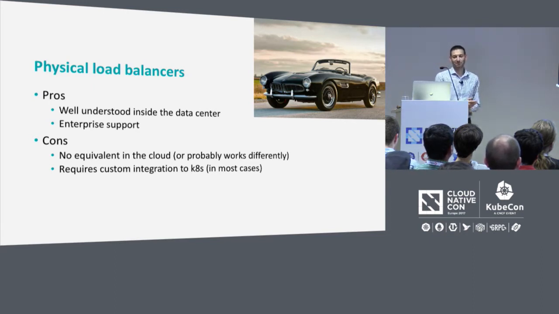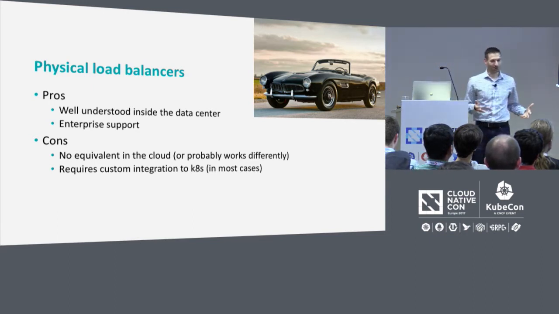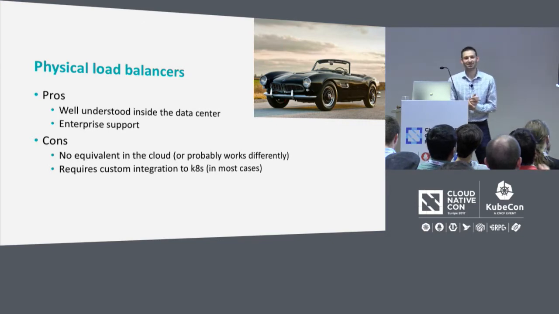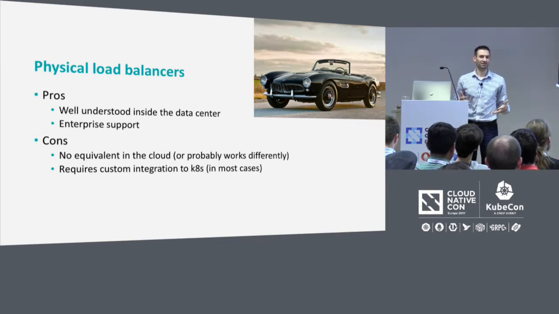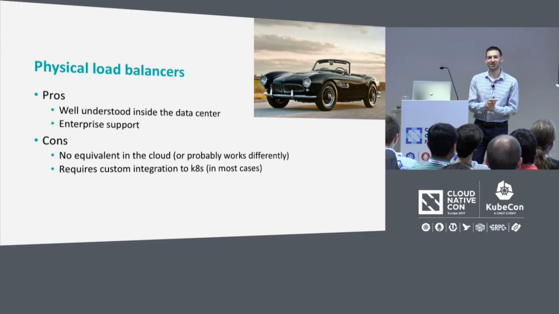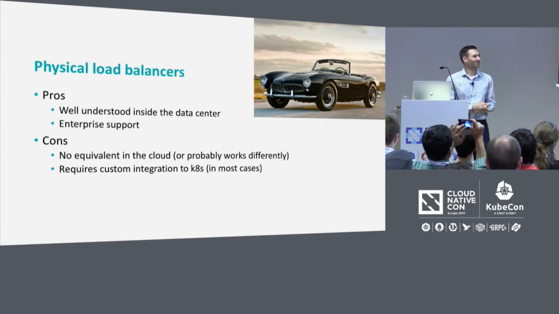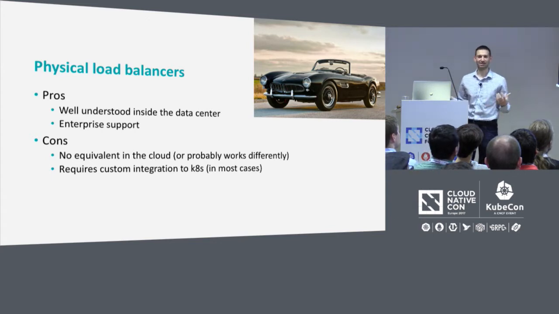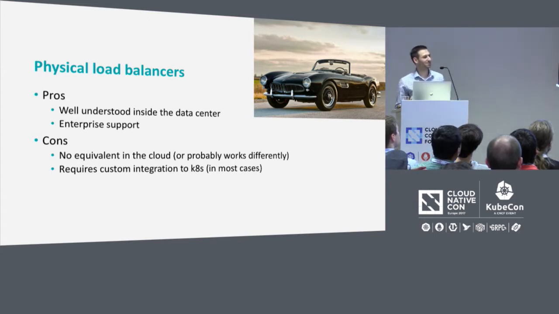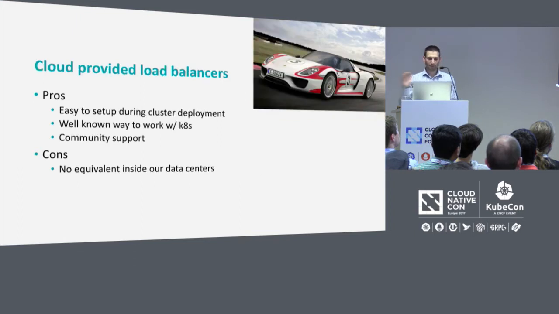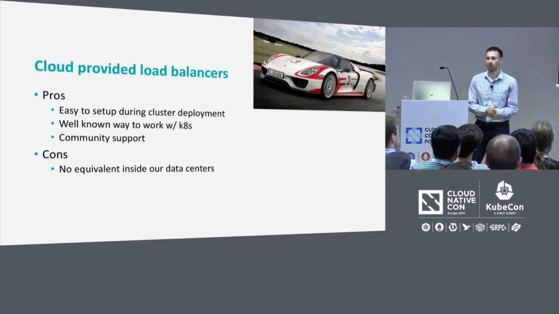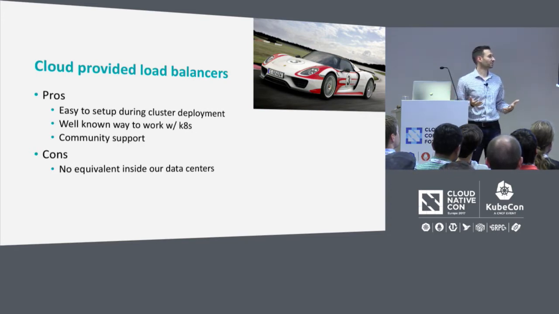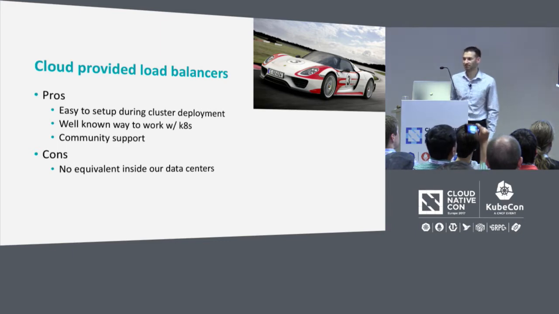OK, so physical load balancers don't work because there's no real equivalent in the cloud. This is like a nice classic car that's fast, but doesn't have all the bells and whistles that we need in a cloud, or like a really nice Beamer. And the cloud load balancing technology doesn't work for us because we can't run cloud load balancing in our data centers, at least not currently.